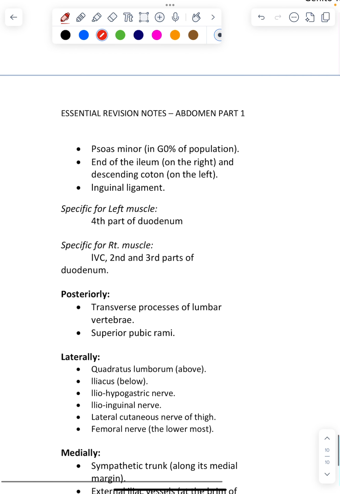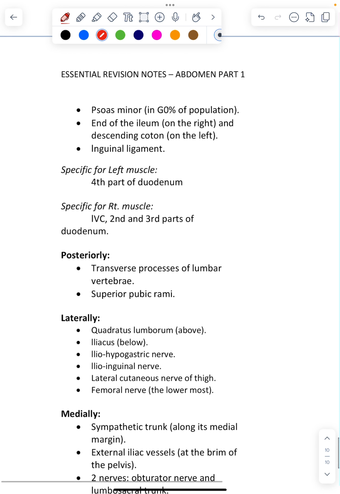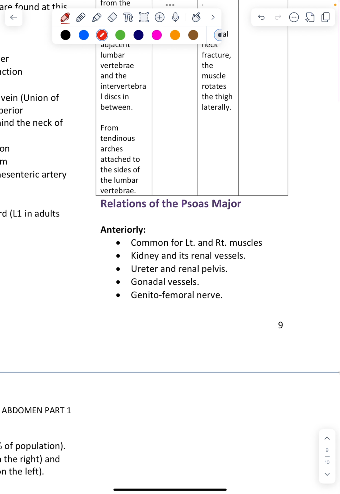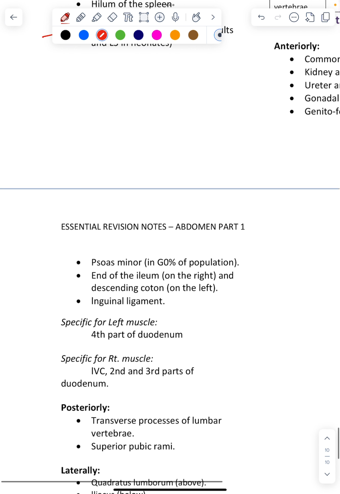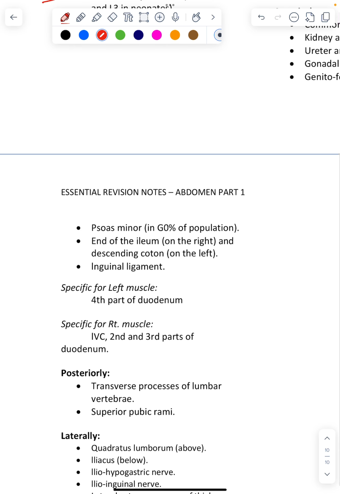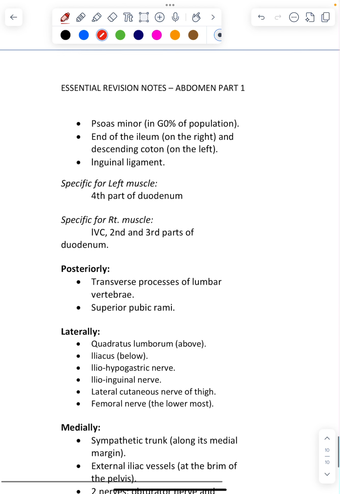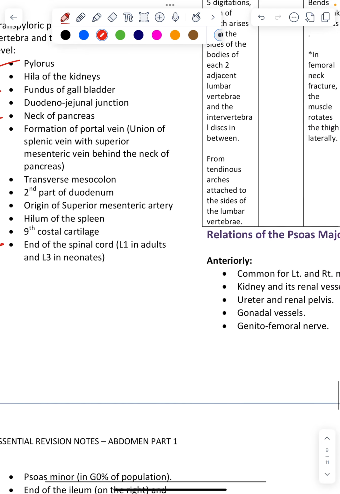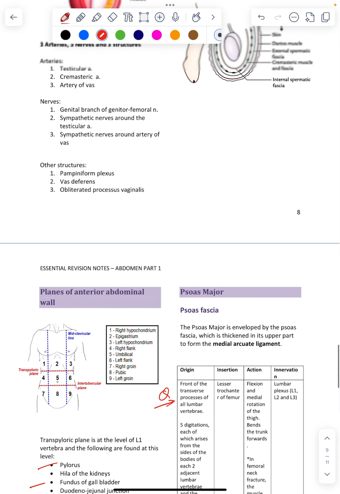So what is there laterally? This is about the relations of the psoas muscle. Anteriorly, kidneys, ureter, gonadal vessels, no issue. Specific for the left muscle, fourth part of the duodenum. Posteriorly, lateral cutaneous nerve, iliohypogastric and ilioinguinal. These are lateral. Lateral cutaneous nerve of the thigh is also lateral. It's coming from the lateral side. The figure is not given here, but it's from the lateral side.